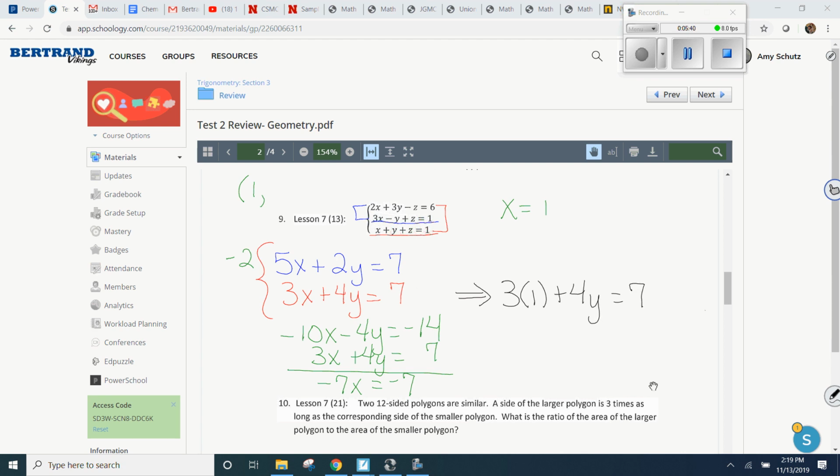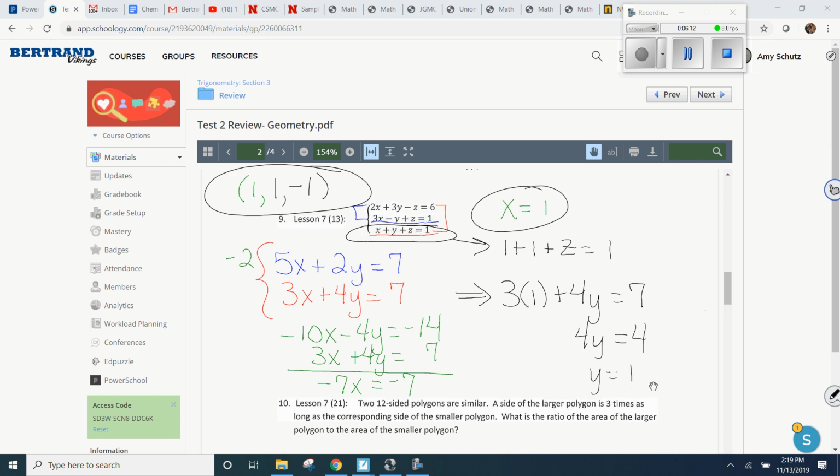So you're going to subtract 3. 4 is equal to 4Y. So Y should be equal to 1. Do you agree with that? So Y is 1. And now I got to find Z. I would pick this equation right here. So I know that 1 plus 1 plus Z equals 1. So what is Z? Negative 1. Yes, sorry about that.